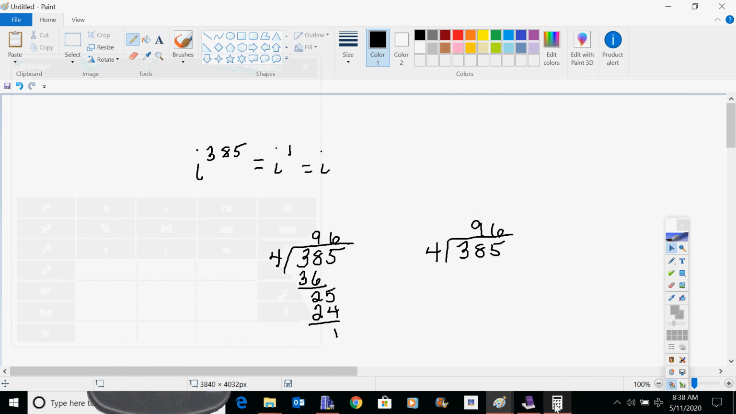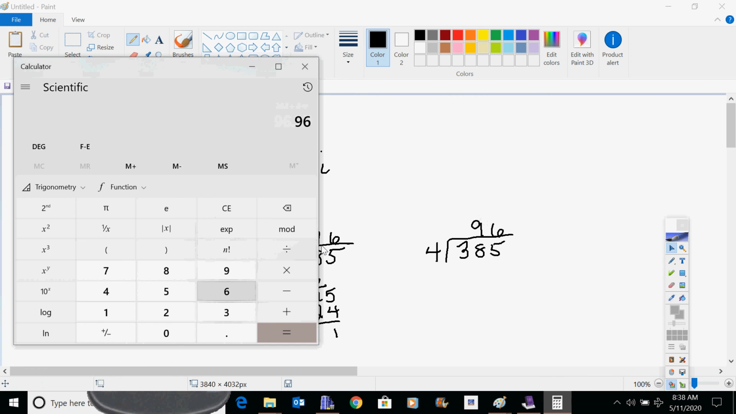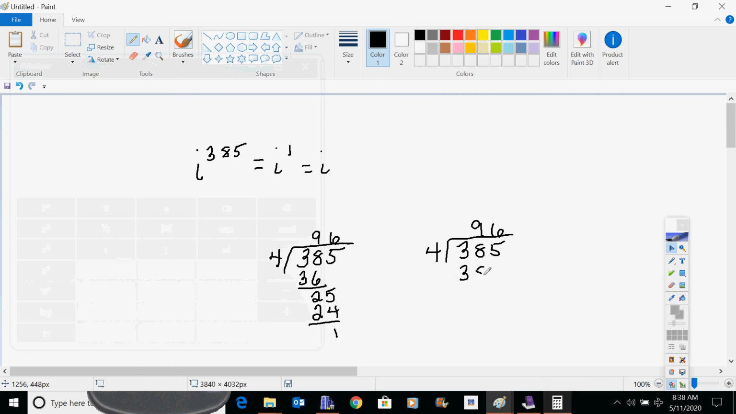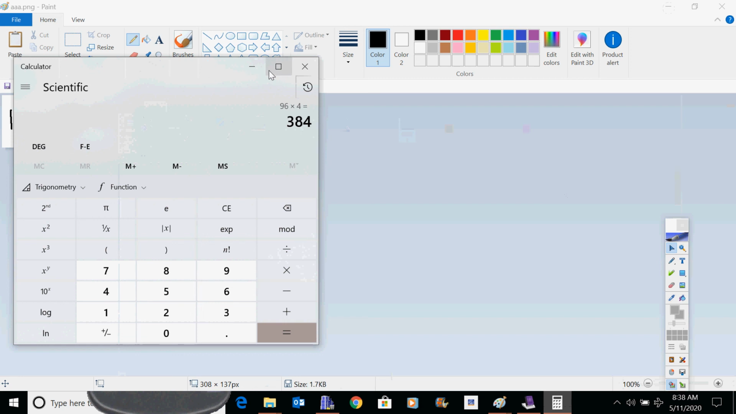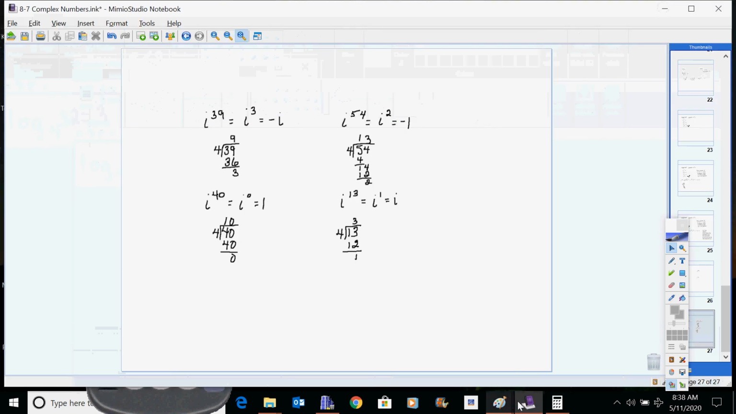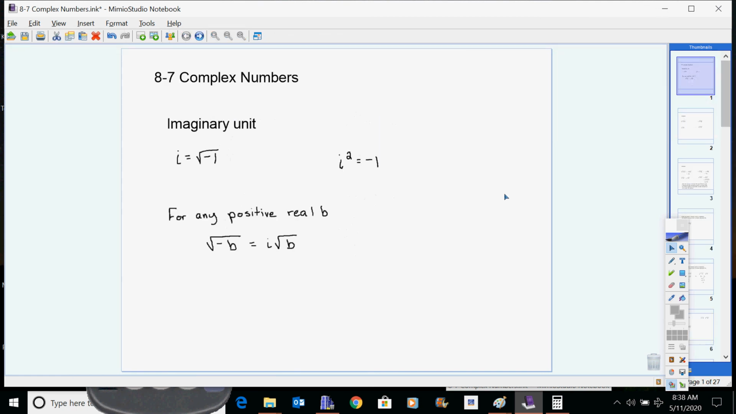Rather than having to go through the individual steps, you can take 96 times 4, which is 384. There's your remainder. That's your important part. So that's a quick shortcut if you don't like doing the longer way. You can find your whole number part, multiply it times this, and then subtract, and it'll give you your remainder, which gives you your exponent. All right, so there we have it. That's how you do all of these different things with imaginary numbers, reviewed back over what we did.